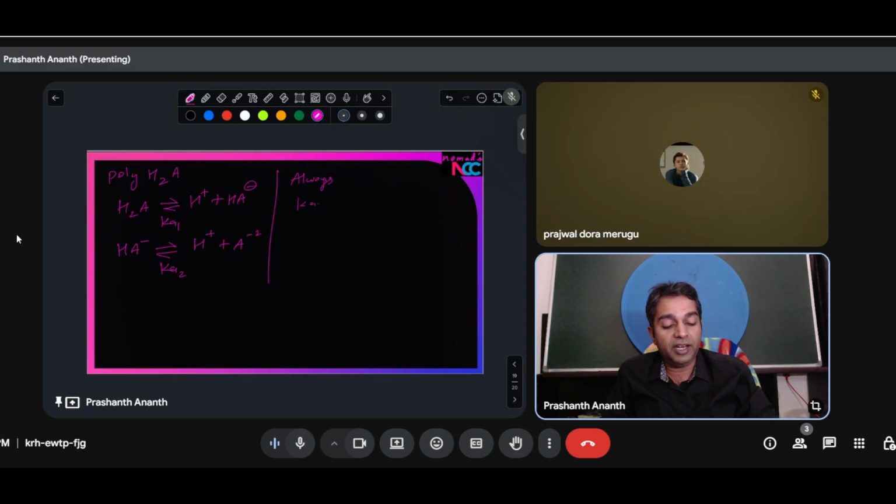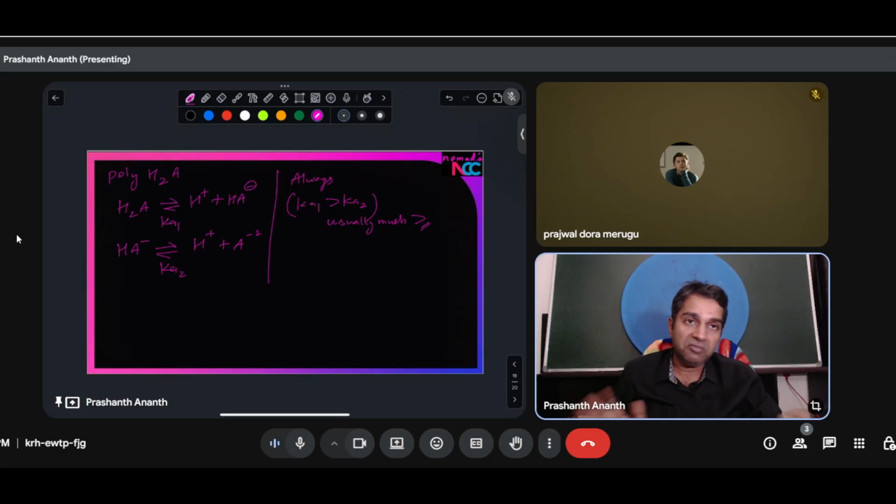Always, what will be the case? Ka1 will always be greater than Ka2. If Ka2 is greater than Ka1, Ka2 will be called Ka1. That's all, nothing else. There is no way that is ever going to happen. But the idea here is Ka1 is always greater than Ka2. Usually it will not be just greater than, it will be much greater than Ka2. So usually we can say, in comparison to Ka1, we can neglect Ka2 comfortably.